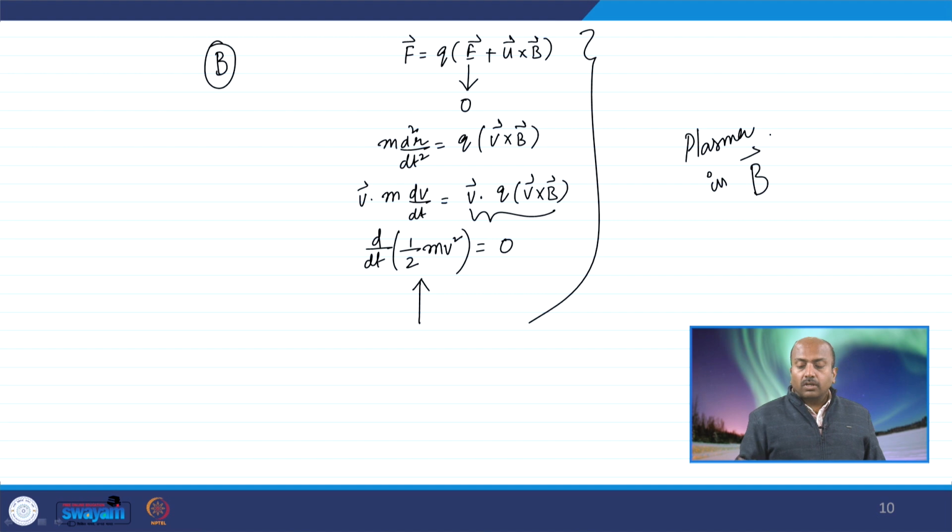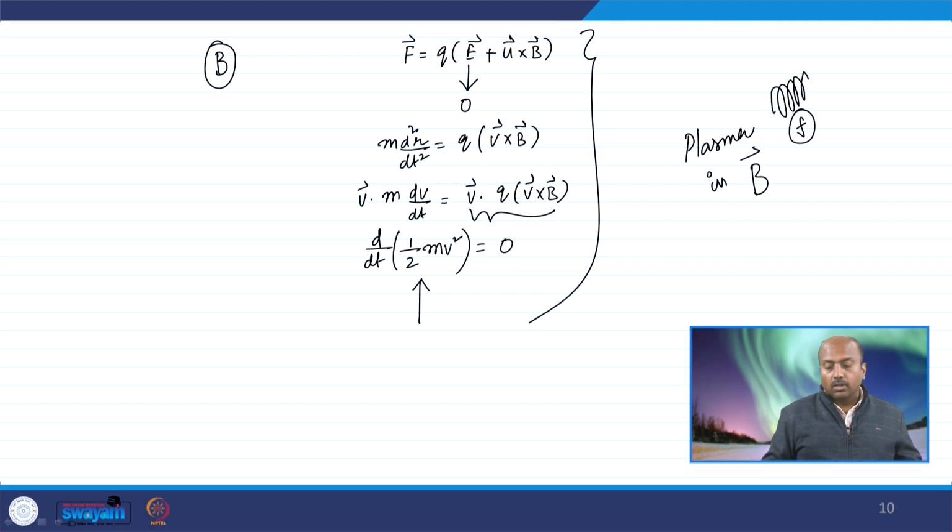This is what remains conserved when plasma is in a magnetic field. But this does not tell you how the particles will gyrate or what is the frequency associated with the gyration. So, for that we have to do a little bit more than this.